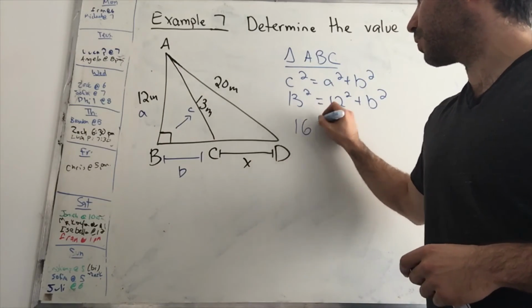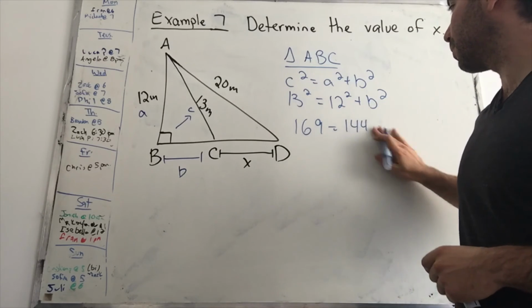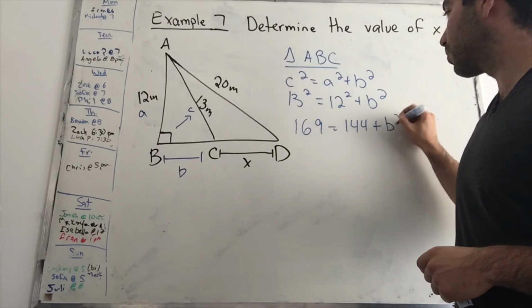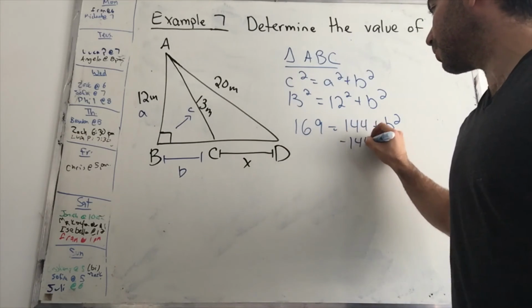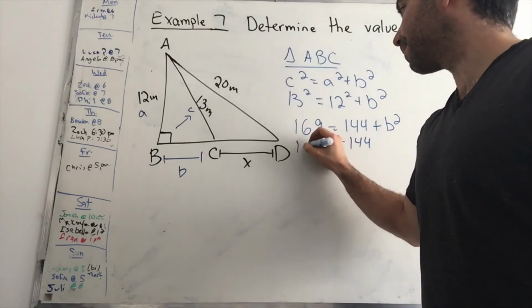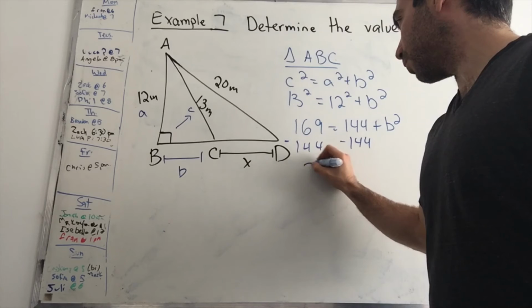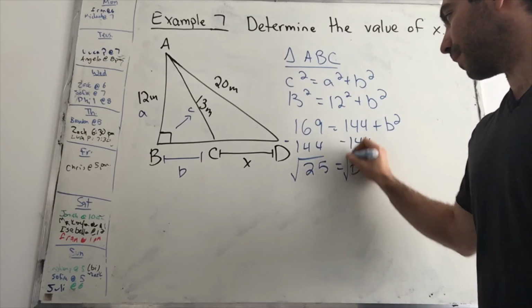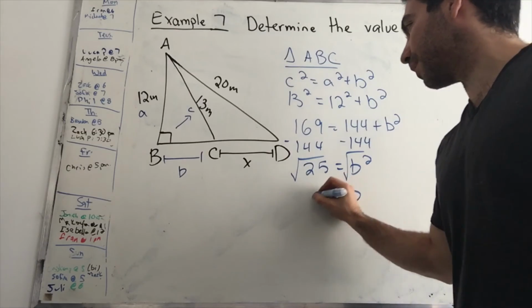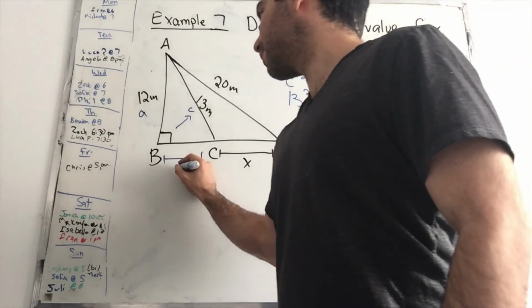So 13 squared is 169. 12 squared is 144. Plus B squared. What do we do next? We subtract over the 144 because we want to isolate our B. So we get 25 equals B squared. Last step, square root, and we get B equals 5. So the bottom here, the distance from B to C, this is 5 meters.